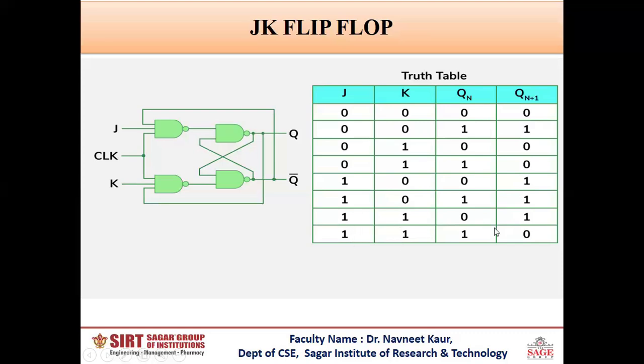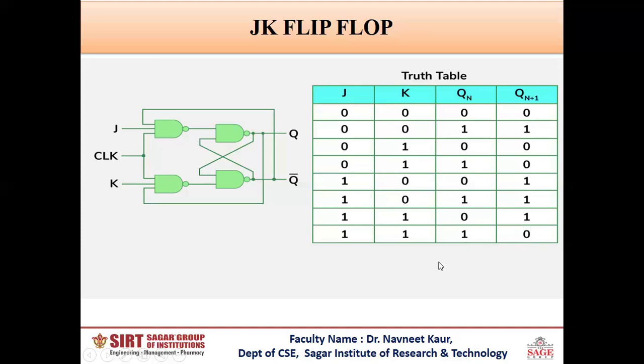Now in the seventh and eighth case, when J and K are both equal to 1, in that case, Qn plus 1 will always be the complement of Qn. Now here we have seen that when Qn is 0, then Qn plus 1 is equal to 1. When Qn is 1, Qn plus 1 is 0. This is known as toggle state.